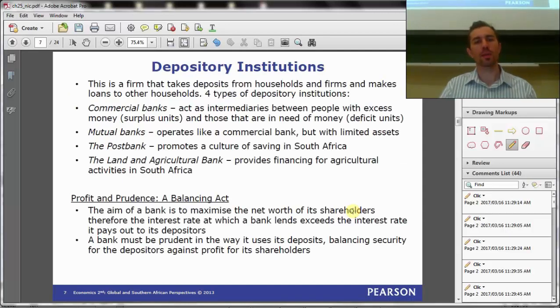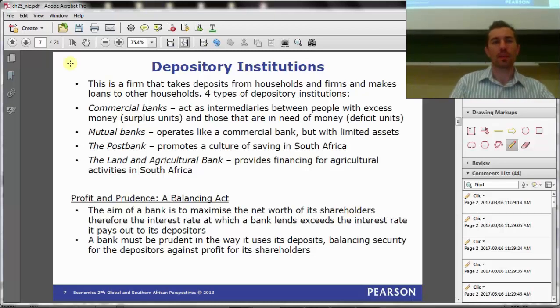Then we kind of got to this point where we said there were different types of depository institutions within the economy, and so what we need to do is begin our discussion at this point describing the different types of institutions within our monetary system. Any questions at this point? No? Cool.